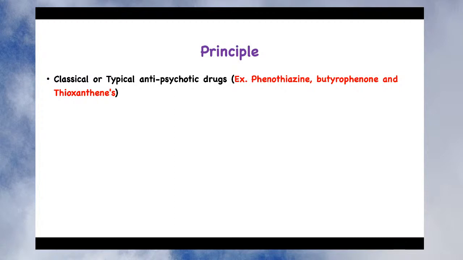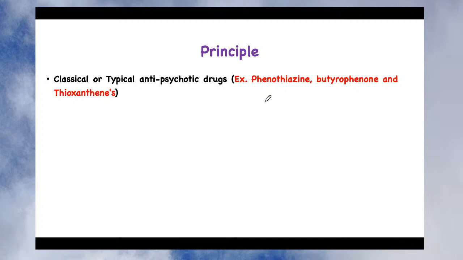So while studying this experiment, you should not select an atypical antipsychotic drug, because it does not have extrapyramidal side effects and will not induce catalepsy. Whereas if you want to study cataleptic or anti-cataleptic activity, you must select a classical or typical antipsychotic drug. Examples belonging to this category are phenothiazines like chlorpromazine, butyrophenones like haloperidol, or thioxanthenes. Any drug from this category can be selected for conducting this experiment.